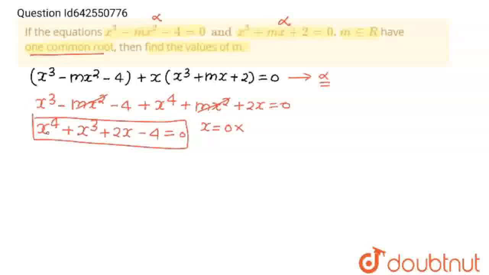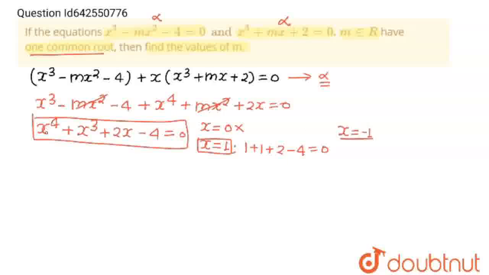Now I am going to put x equals 1. What will we get? 1 to the power 4 is 1, plus 1 cube is 1, plus 2 into 1 is 2, minus 4, and this will become equal to 0. It means that x equals 1 is a root of this equation, one root. Now I am going to further check this. Now I am going to put x equals minus 1.